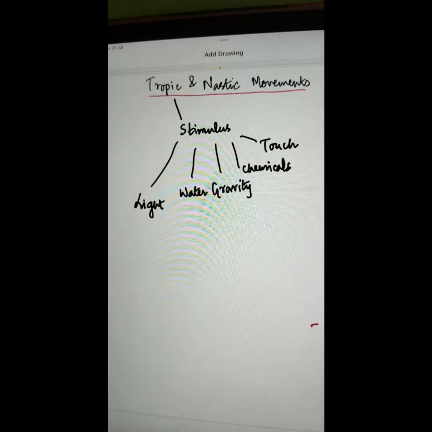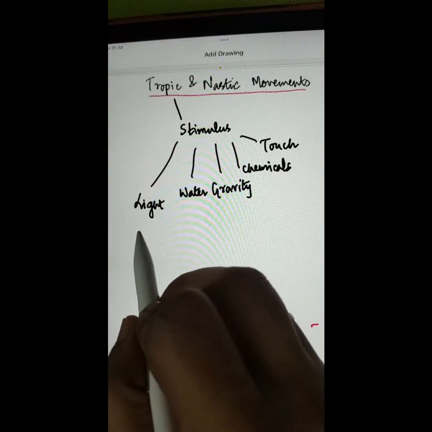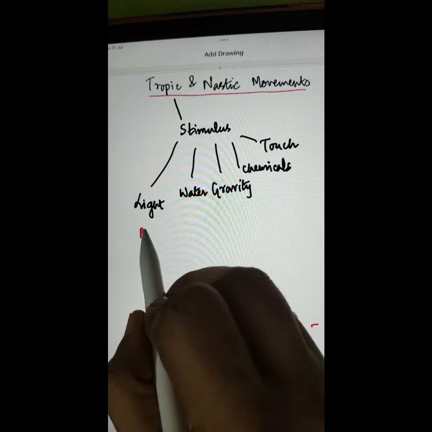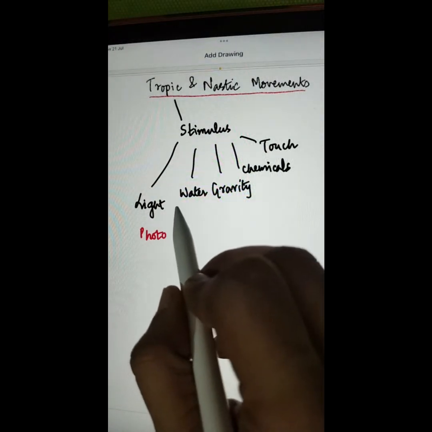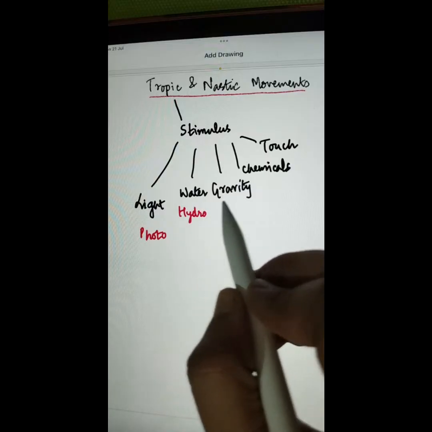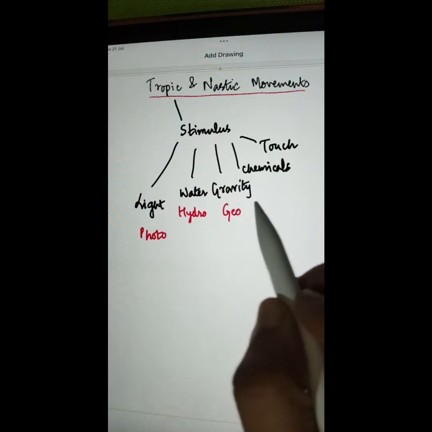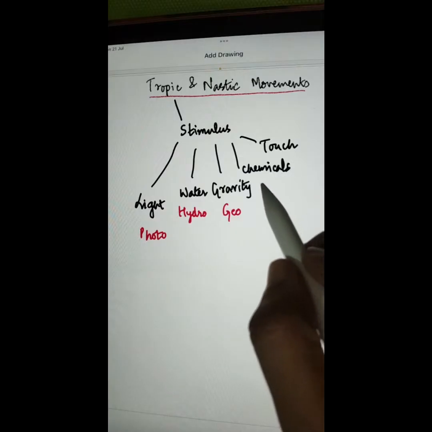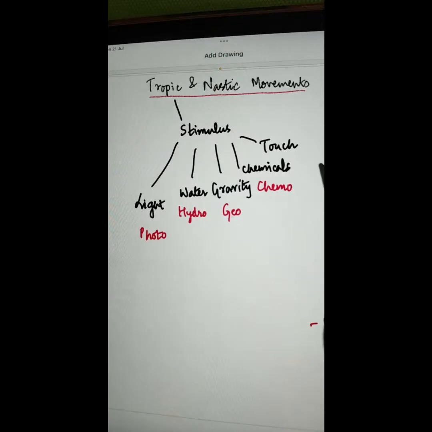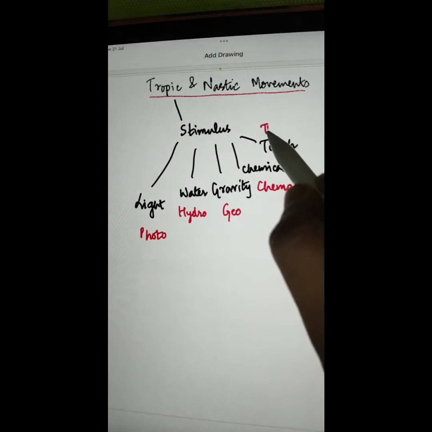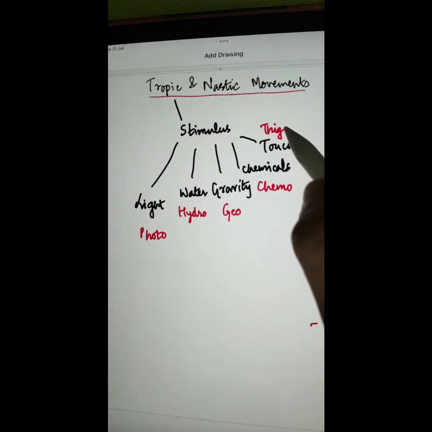Whenever the movement is due to light, we will use the prefix photo. Whenever it is due to water, we will be using hydro. Wherever it is due to gravity, we will be writing geo. When it is in relation to chemicals, we will be writing chemo. And whenever it is in response to touch, we will be using the prefix thigmo. So for light, photo; water, hydro; gravity, geo; chemicals, chemo; for touch, it is going to be thigmo.